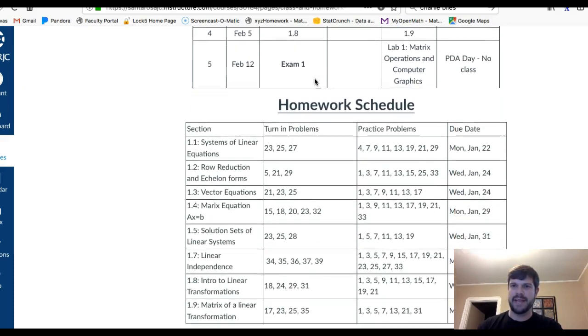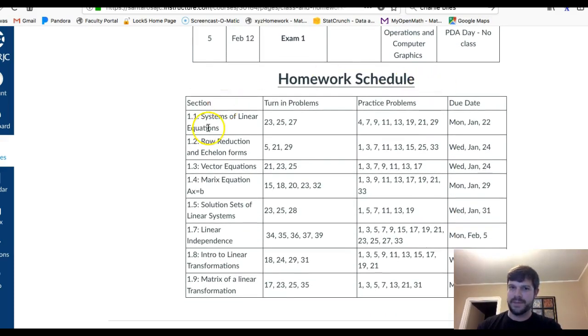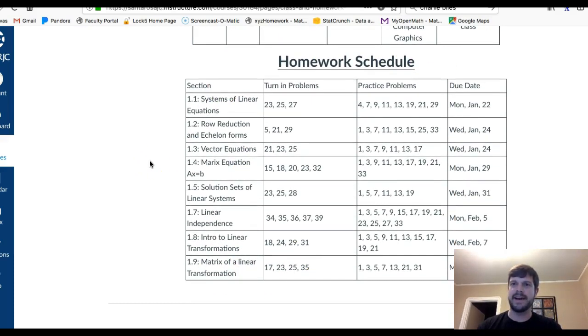And then if we scroll down on this page, the homework schedule. So I just have chapter 1 on here for right now. So here's your first section, say. You're only going to turn in 3 problems, and that's due Monday, January 22nd, first Monday. So these 3 problems, I want these written up very nicely, neatly, explain your work. Most of what I'll be grading is how you present your answers.